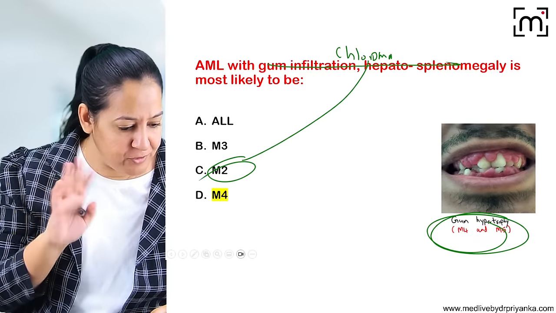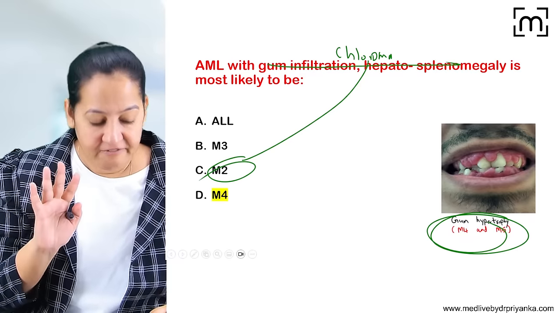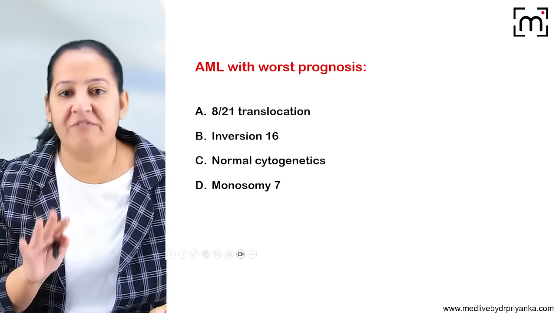How many of you got it? The WHO classification is not important here. The FAB classification is important, Rohit. The question comes on the FAB classification.